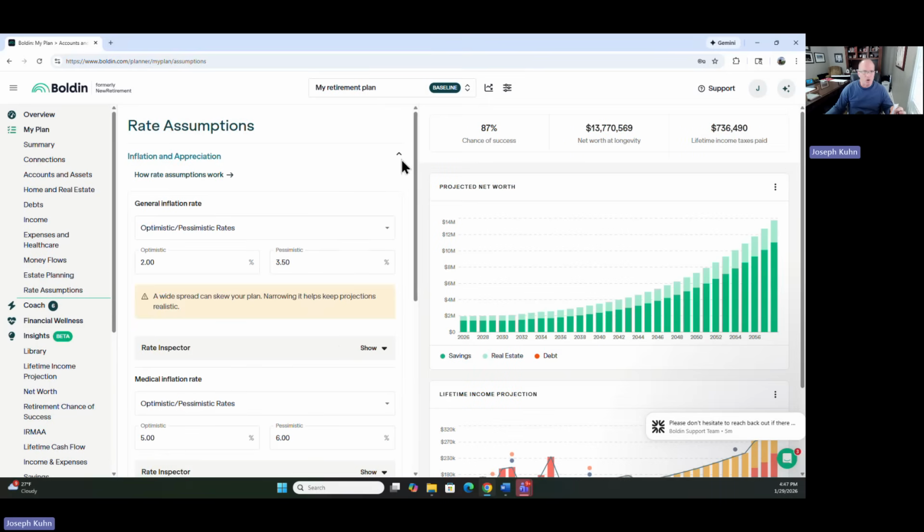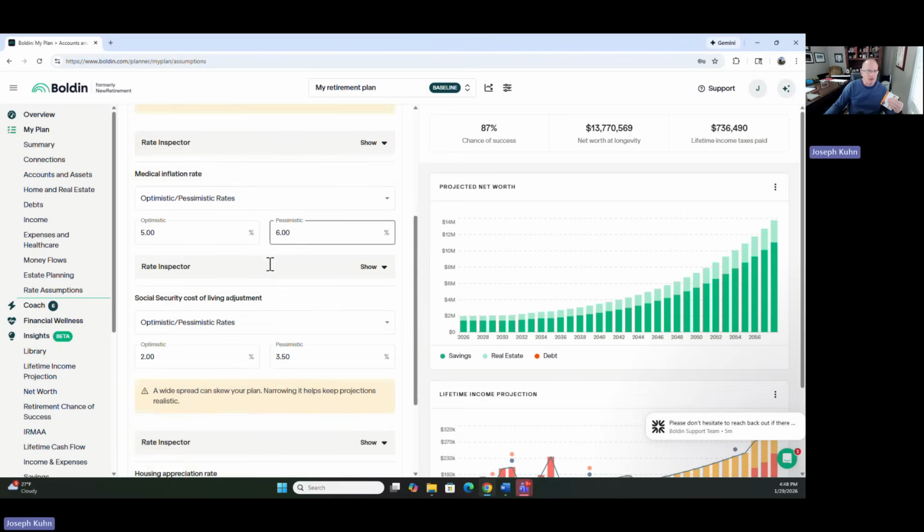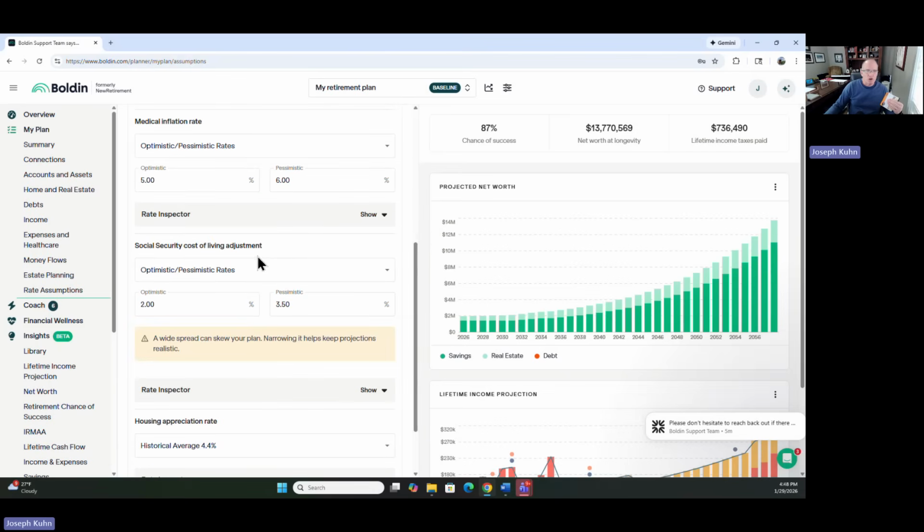Here's what some people get wrong inside of Boldin. General inflation, optimistic, 2%. Optimistic, you want inflation to be low, right? Everybody wants inflation to be low. Pessimistic, 3.5%. This is so your expenses are indexed up. But when they come down into Social Security cost of living adjustments, a lot of people look at this and say, hey, Joe, you got it backwards. You got optimistic as a lower number than pessimistic. I get a comment a day on this. No, I do not.